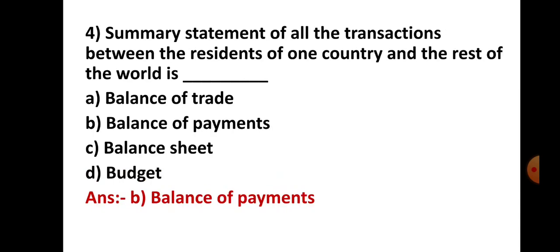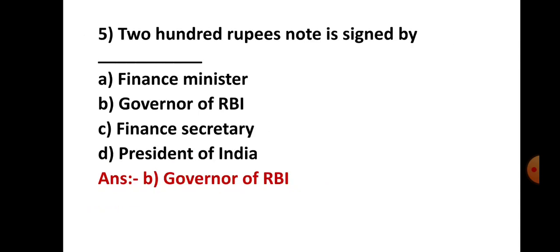Summary statement of all the transactions between the residents of one country and the rest of the world is dash. Okay, and here four options are given A, B, C, D. You have to choose any one option, that is your answer, and here answer is option number B, balance of payments. Now let us see next example.